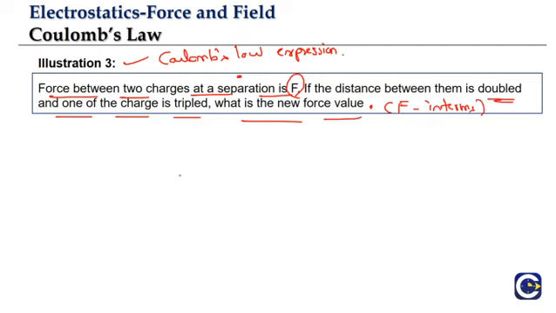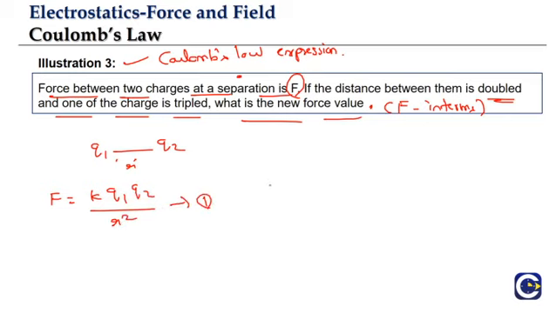So since they have not given anything, we have to assume some values. Let us say that initially the charges are Q1 and Q2. Since they have not talked about the charges, let us assume that both of them are positive. And let us say the distance between them is R. So the initial force F will be equal to K into mod Q1 which is Q1, mod Q2 which is Q2, divided by R square. Let us call it equation 1.